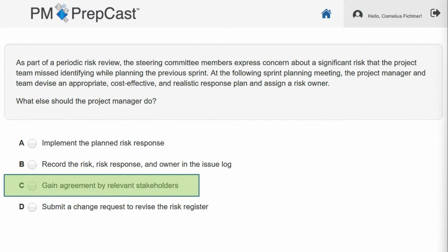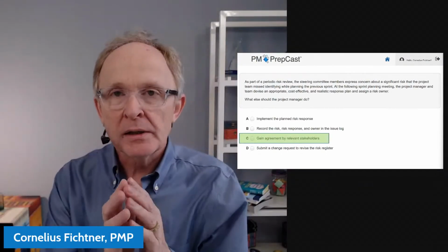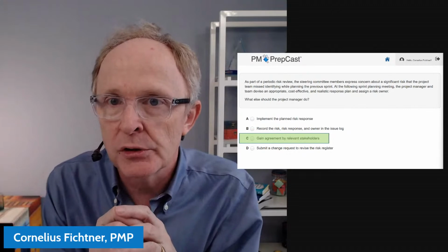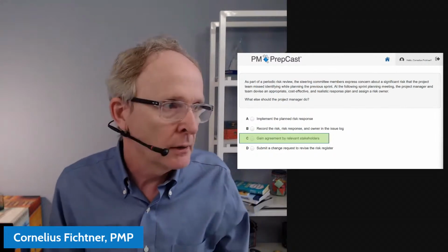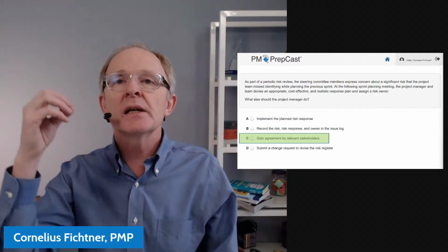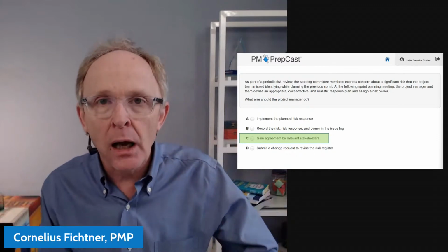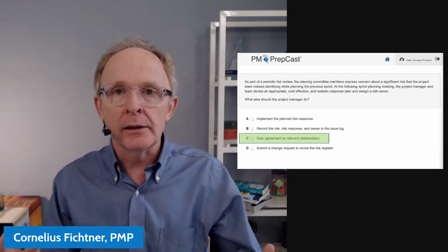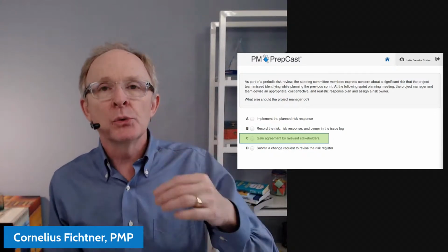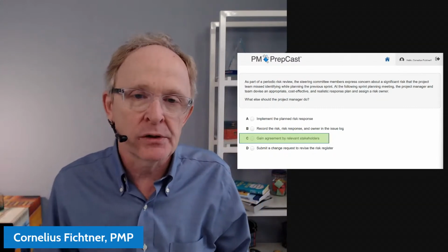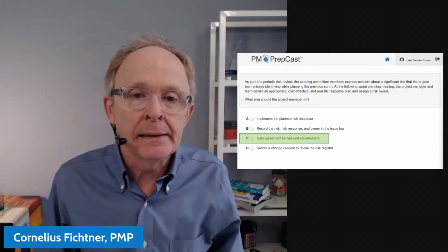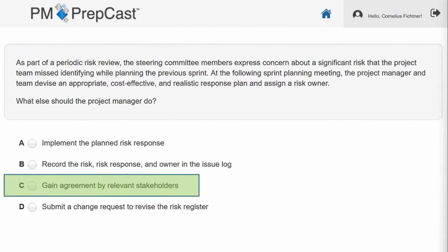Okay, so then why is D wrong, right? Why is submit a change request to revise the risk register wrong? D is wrong because the risk register is usually not under configuration control. You don't have to get approval to change the risk register. Just imagine, you need to change a risk level. You need to reassign a risk owner. Every time you make a change to the risk register, you need to get approval from somebody to do that. You do not need to submit a change request to make an update in a risk register. So that's why B and D are incorrect.